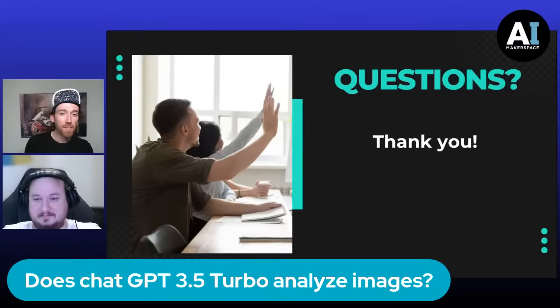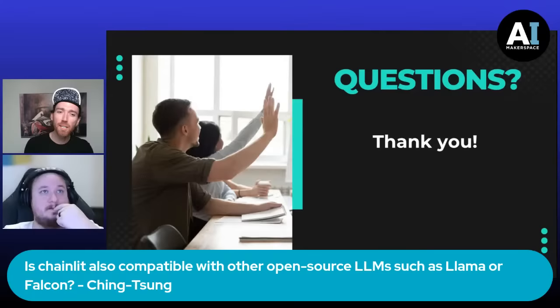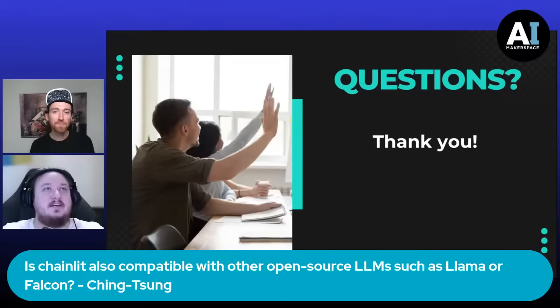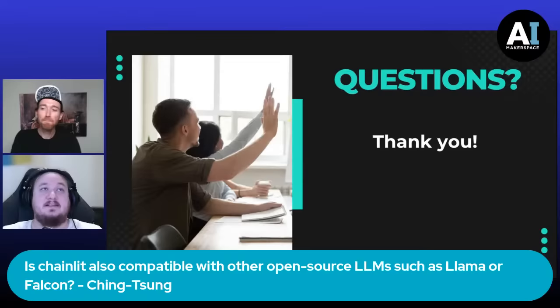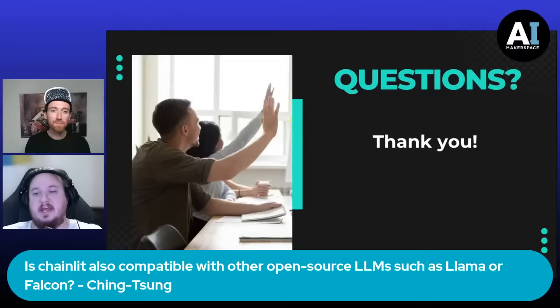All right, next up we've got: is Chainlit also compatible with other open source LLMs like Llama or Falcon? Oh, you betcha. Yes, absolutely. Anything that you can put into Python, technically you can put into Chainlit. If the LLM is compatible through LangChain or LlamaIndex, it's a very easy lift to get it working in Chainlit. But even beyond that, you can set things up in such a way that it can be leveraged. But yeah, absolutely, Chainlit itself is LLM agnostic.